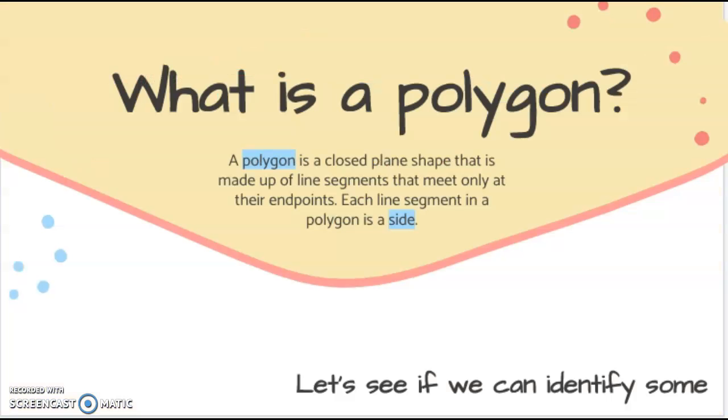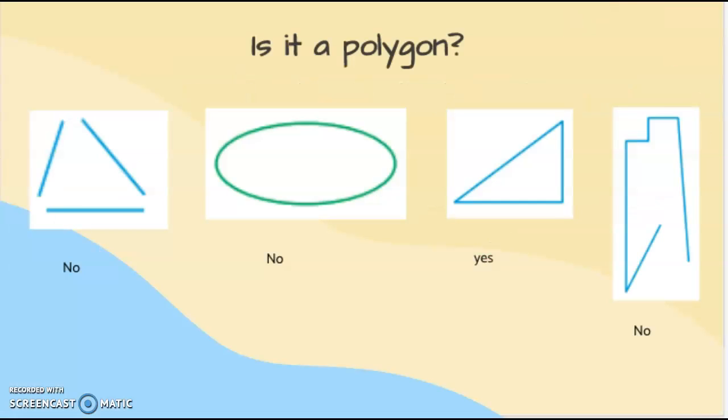What is a polygon? A polygon is a closed shape that's made up of line segments that only meet at their endpoints. Each line segment in a polygon is a side. Remember, they have to have straight line segments or straight sides, and it has to be closed. We took a look at these last week.